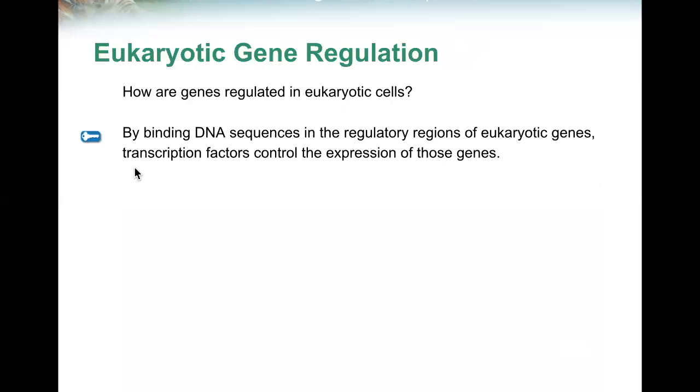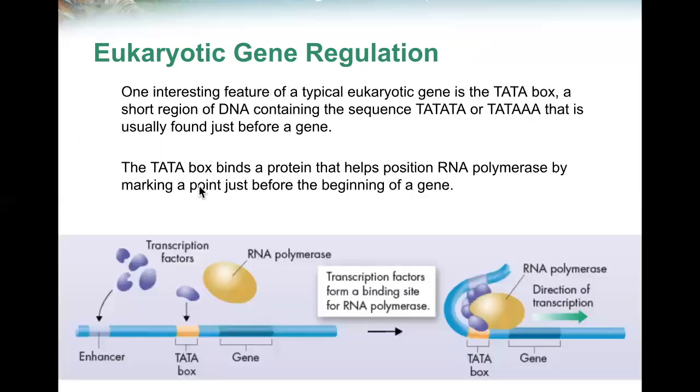How are genes regulated in eukaryotic cells? By binding DNA sequences in regulatory regions of eukaryotic genes, transcription factors control the expression of those genes. One interesting feature of a typical eukaryotic gene is the TATA box, a short region of DNA containing the sequence TATATA or TATAAA that is usually found just before a gene.